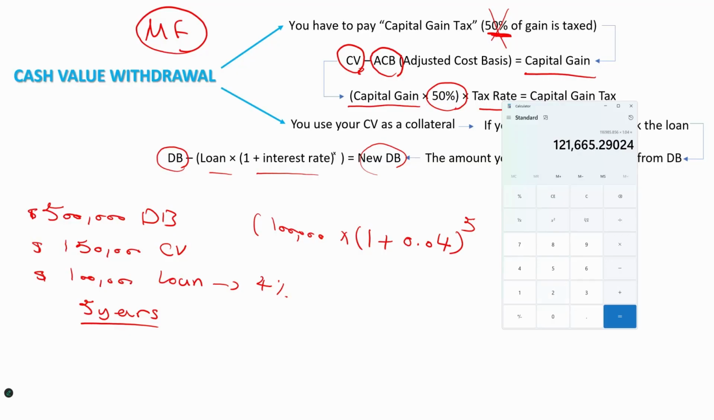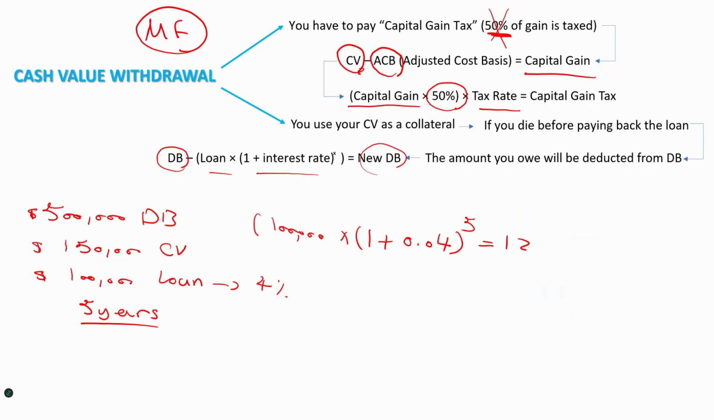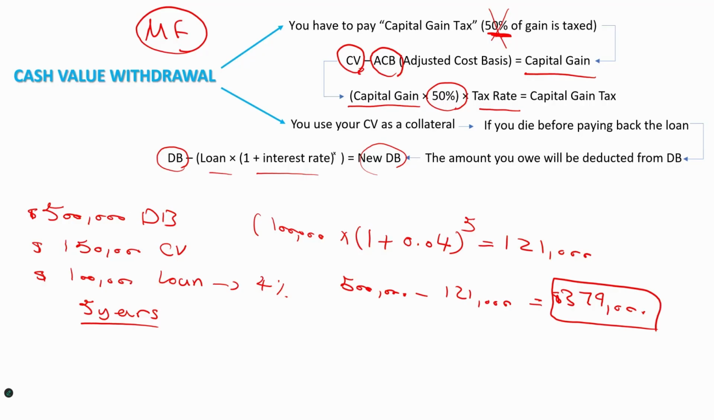Let's say, just to round it up, it's $121,000. So the death benefit was 500,000. So 500,000 minus the $121,000, that was the loan plus the interest. What would be the deduction? It would be 379, right? So this is the new death benefit amount that the family is going to get.